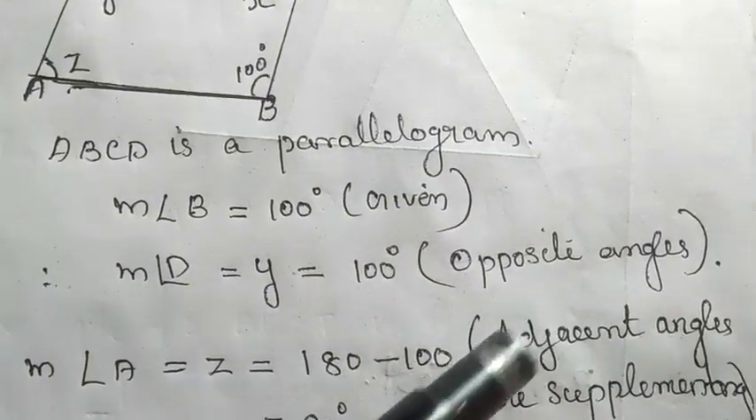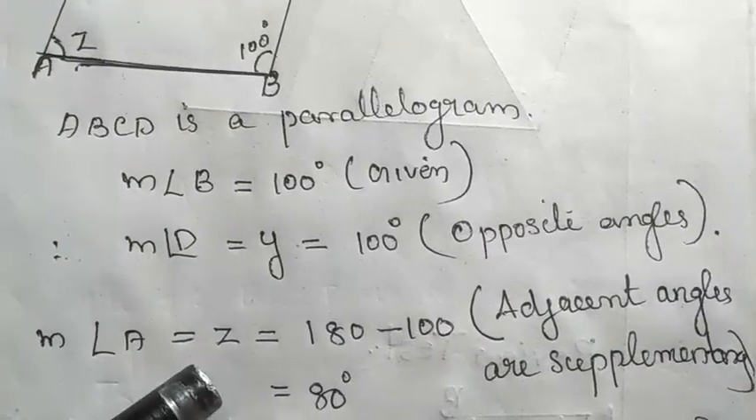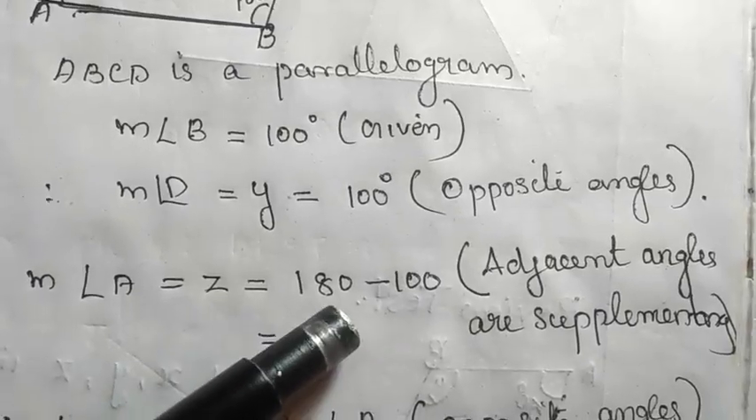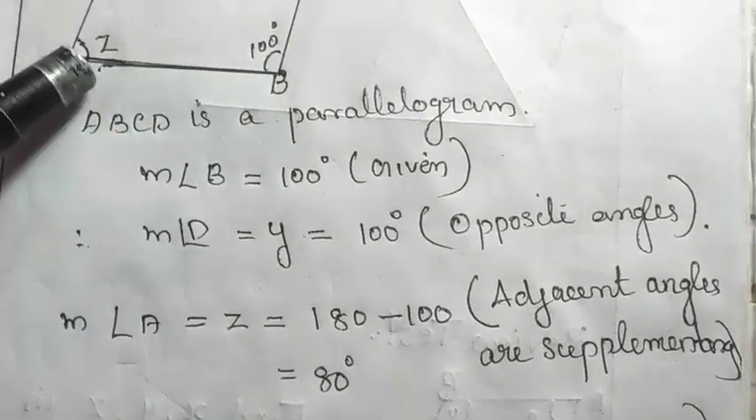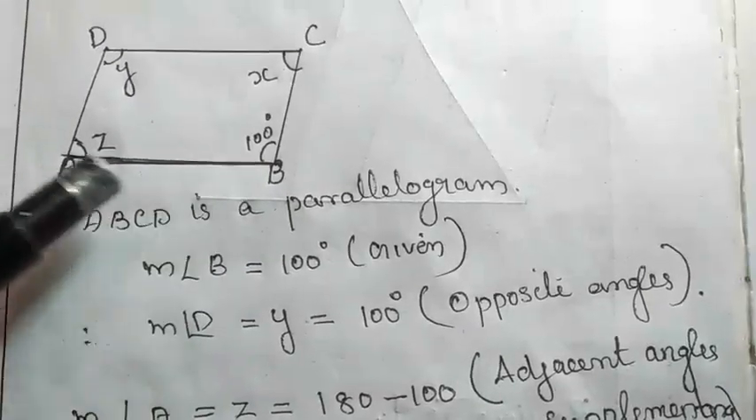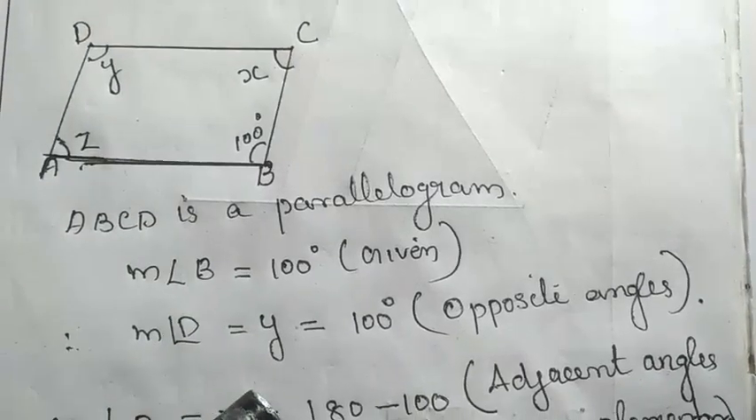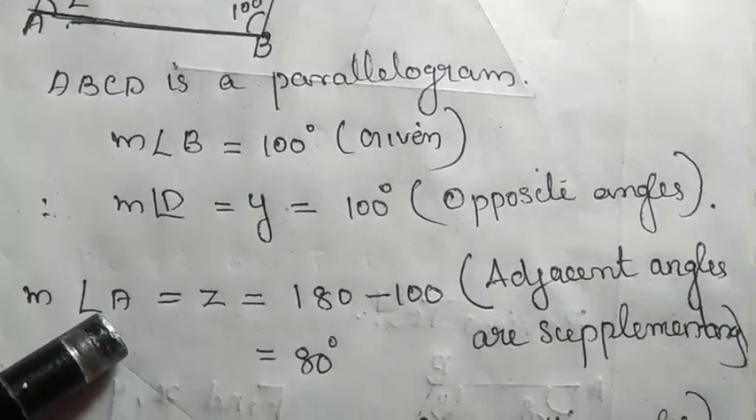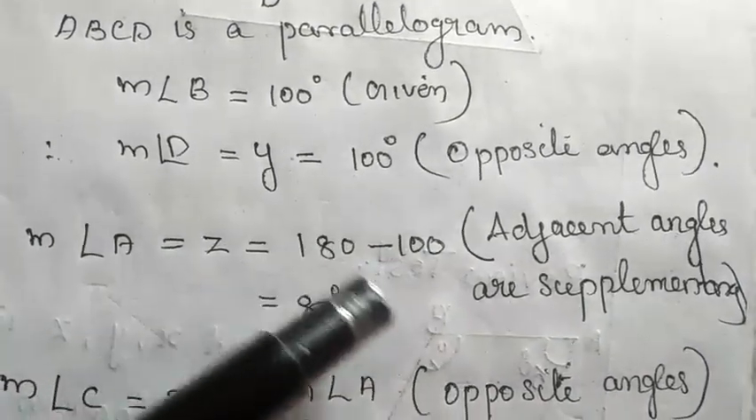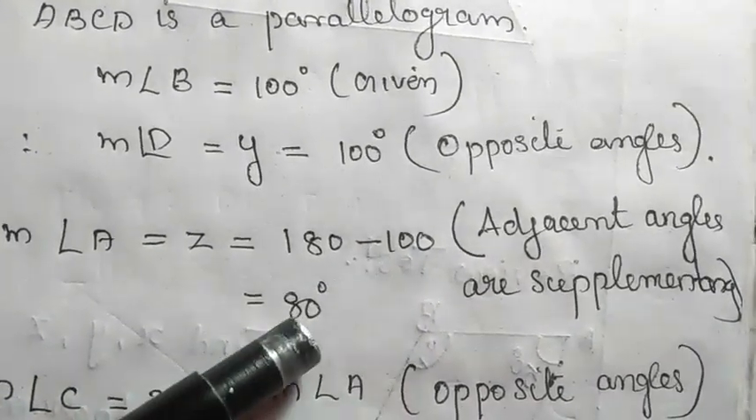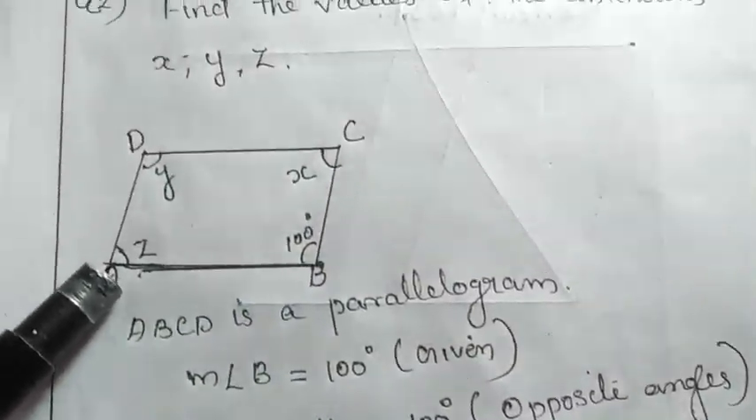Understood? Then measure of angle A. Measure of angle A equal to Z. That means angle B and angle A are adjacent angles. So, their sum is supplementary. Sum is 180. Therefore, measure of angle A equal to 180 minus 100, 180 minus angle B, 80 degree. So, X and Z we got.